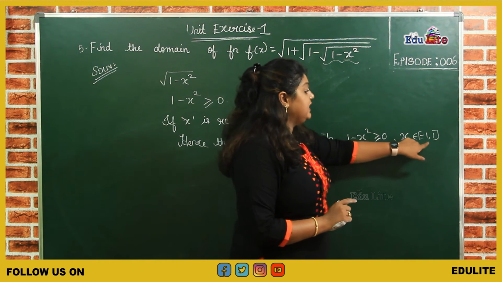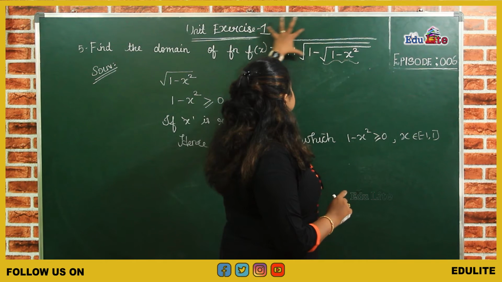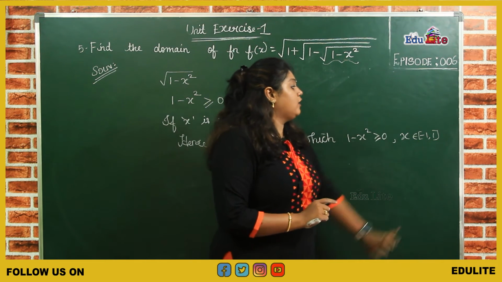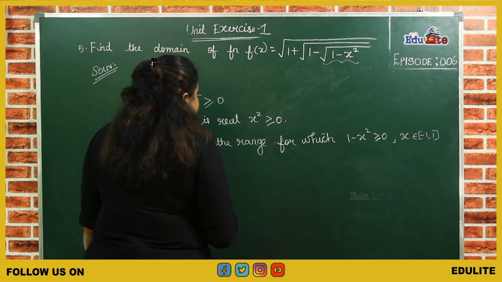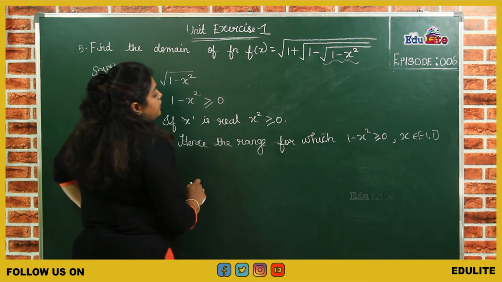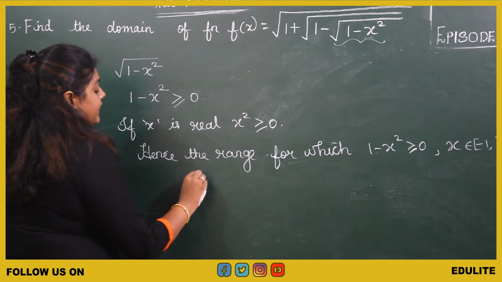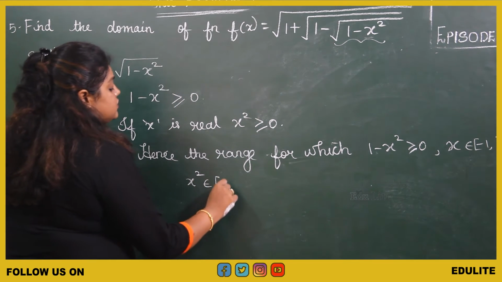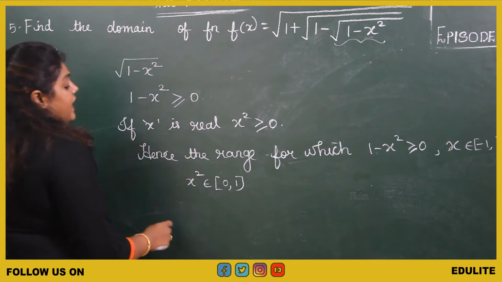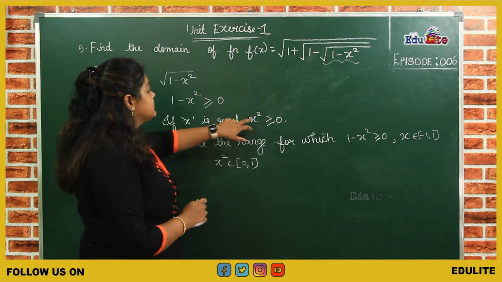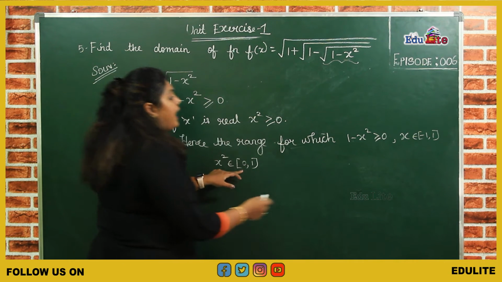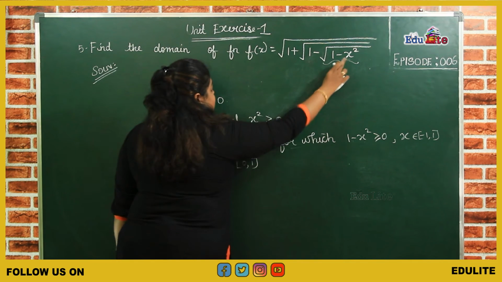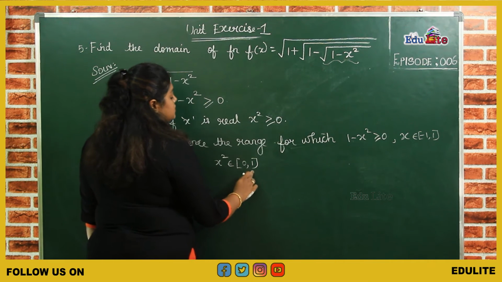We have to check whether minus 1 comma 1 satisfies the whole function f of x. If it satisfies, we can consider the domain as minus 1 comma 1. Let us check that. First, x square: if I take x in minus 1 comma 1, x square will belong to 0 comma 1, because if x is real, x square must be greater than or equal to 0, and the x value is at most 1 according to the domain.